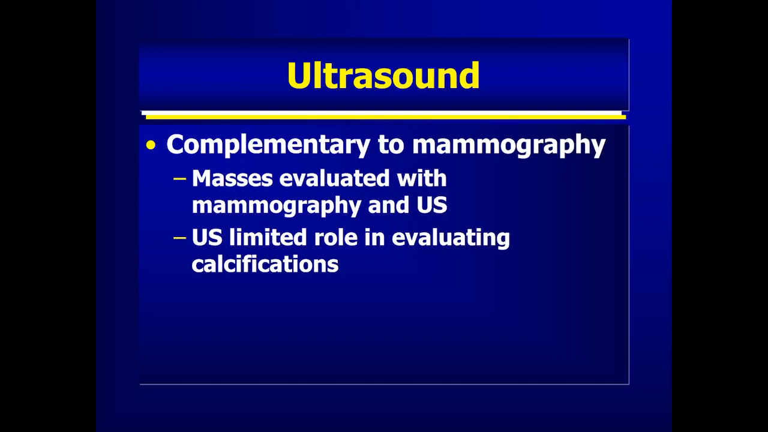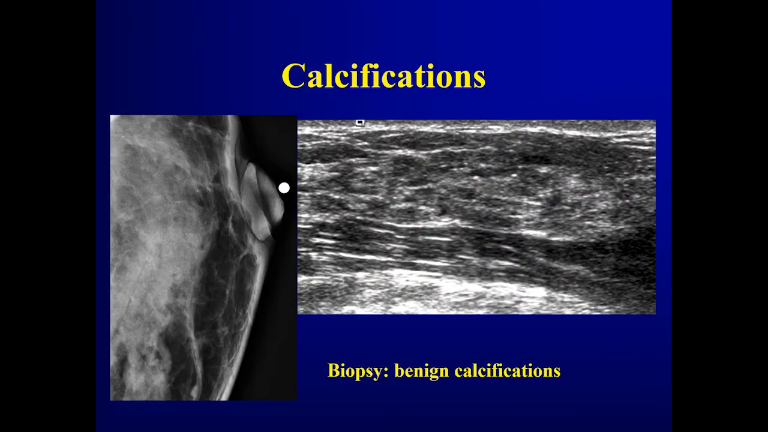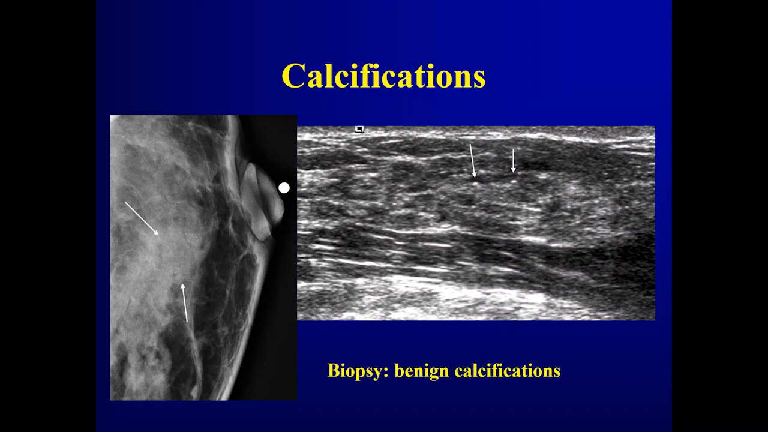Ultrasound has a limited role in evaluating calcifications. Sometimes we can see calcifications and biopsy them under ultrasound guidance. As you can see, in this case, there are retroareolar calcifications, very fine amorphous calcifications, and we can see some specular reflectors on ultrasound. This would be an example of benign calcifications. This case did undergo biopsy.